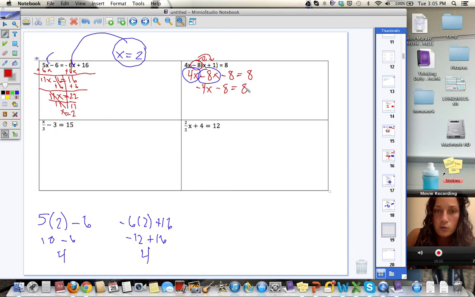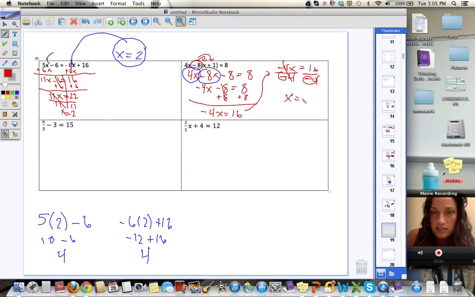I have two terms, one term, a number here, or variable here, a number here, so I want to move my number. Plus 8, plus 8. This is going to cancel. So I have negative 4x equals 16. I'm going to rewrite this up here. Negative 4x equals 16. I'm going to now divide both sides because it was multiplication. I'm dividing by a negative. This is a negative 4. I divide by a negative 4. So x equals negative 3.